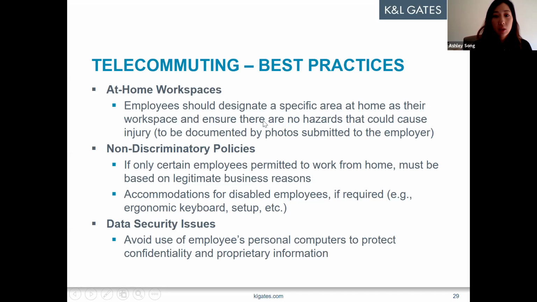We're also advising a lot of clients to have in place or update their non-discriminatory policies. If only certain employees are permitted to work from home, it should be based on legitimate business reasons, as well as accommodations made for them, which also includes equipment accommodations, whether it be a keyboard or other physical accommodations that they would need. We're also seeing data security issues. Employees should be encouraged not to work on their personal computers, and should get reminders about protecting company confidential and proprietary information while working from home. We see that this is a big important point to address. Next slide, please.